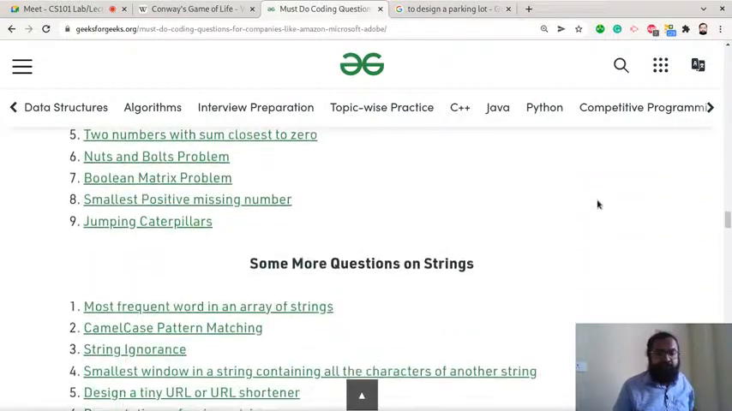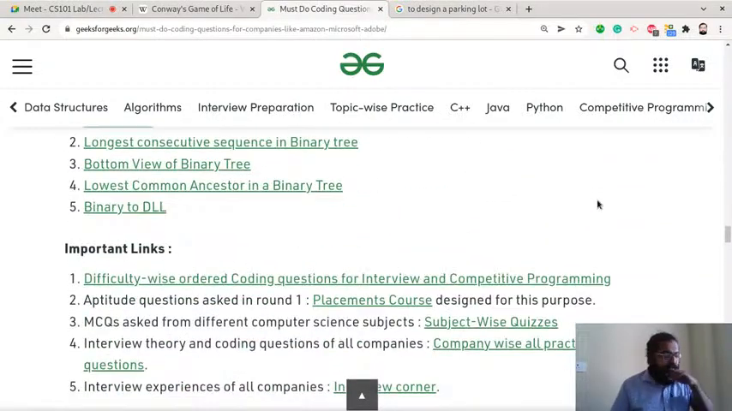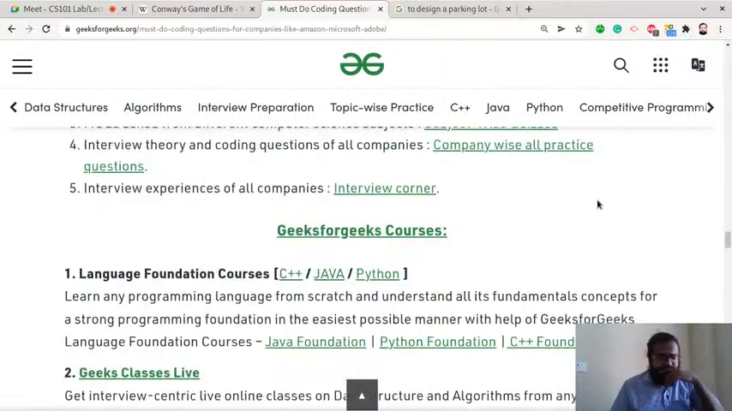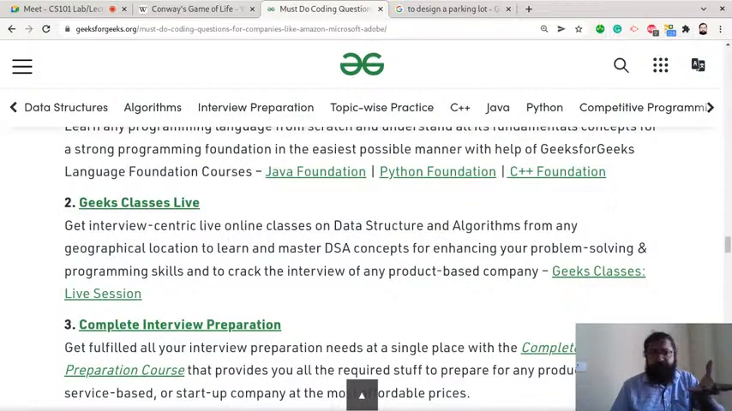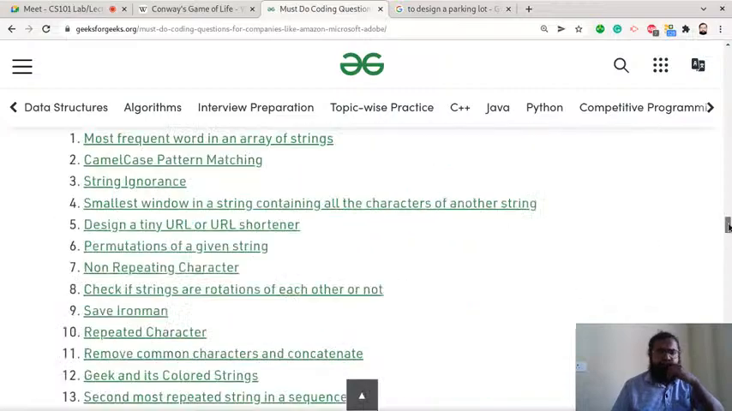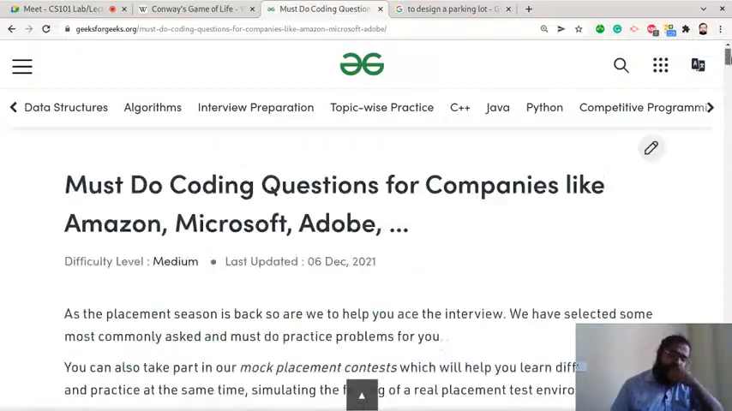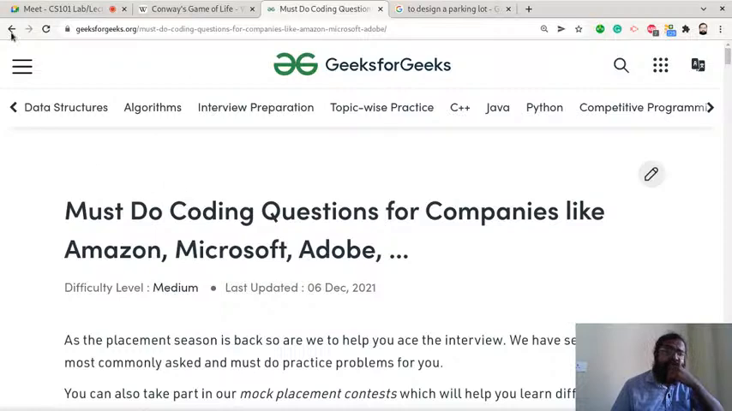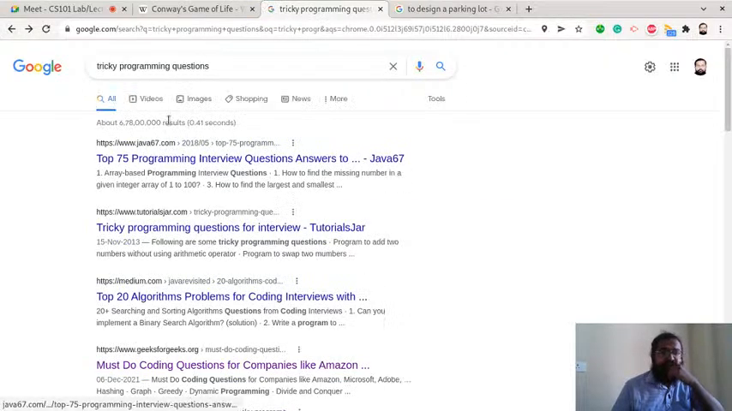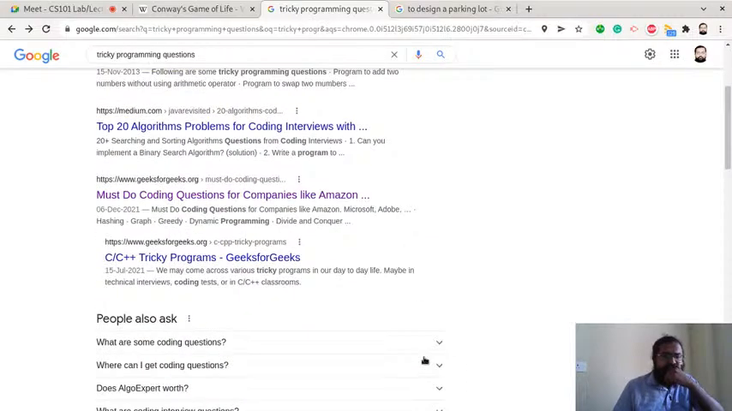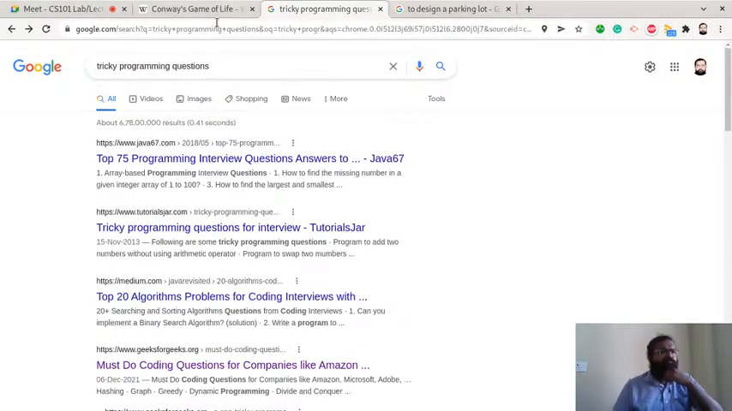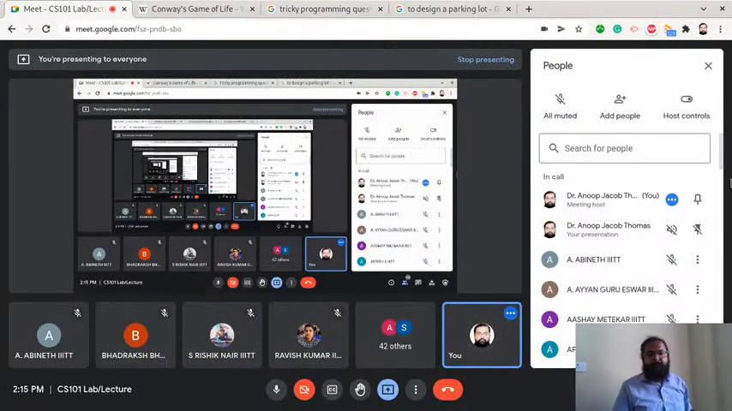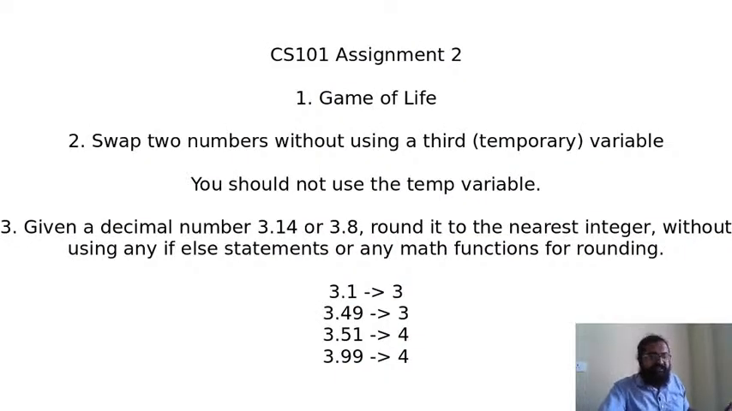I just wanted to show you that there can be any kind of question that you want to look into, say must-do coding questions for companies like Amazon, Microsoft, Adobe, etc. So, tricky programming questions, and you will come across different things over there. So just to tell you that these are all the things that you are expected to do. So these questions are fine, right?